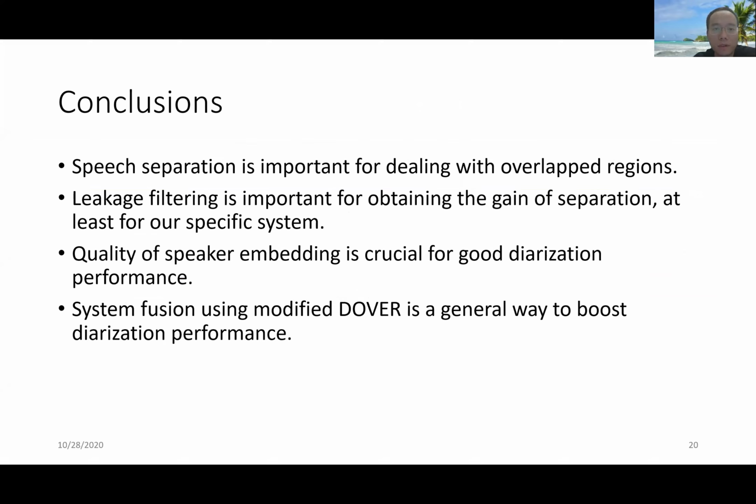Speech separation is important for dealing with overlapped regions. It's important to have leakage filtering to obtain the gain of the separation, at least for our specific system. The quality of speaker embedding is crucial for good diarization performance, and system fusion with modified DOVER is a general way to boost the diarization performance.